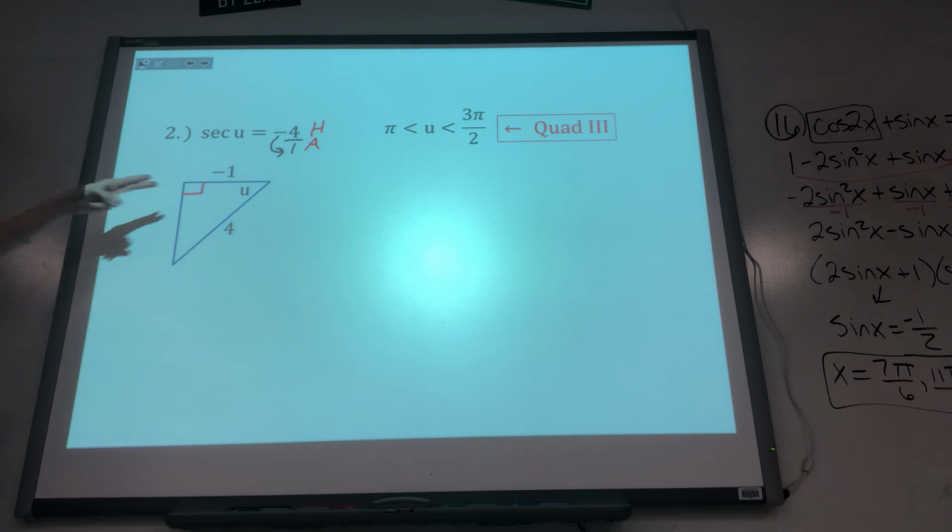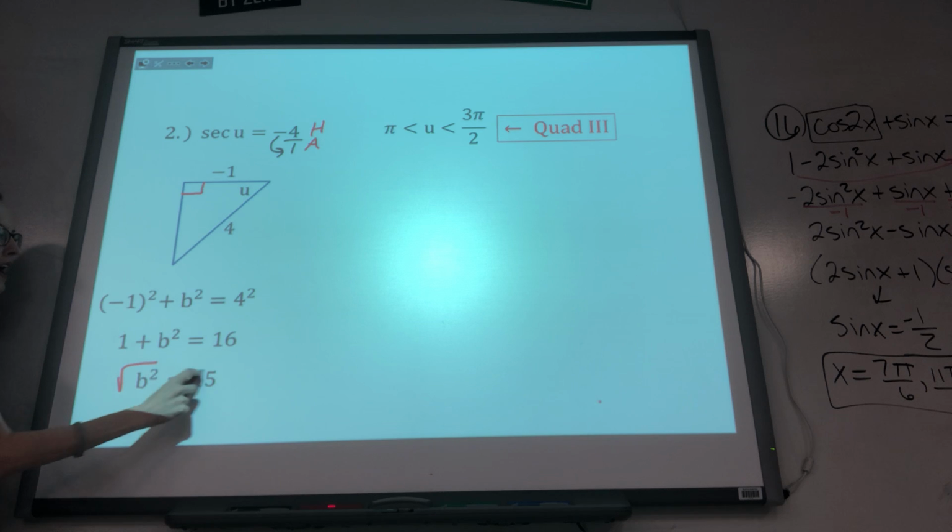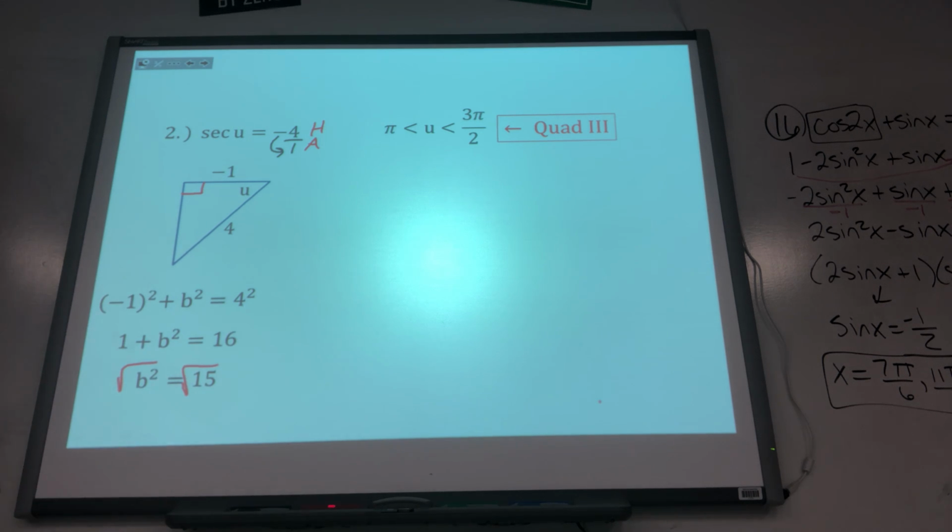The 1 is on that adjacent side, and if you're in quadrant 3, that side has to be negative. Okay, so let's do our Pythagorean theorem real quick to figure out the missing side. I'm calling it B. It can be A or B. So negative 1 squared is 1. If you square a negative, you get a positive. 4 squared is 16. So subtract 1 and square root both sides.